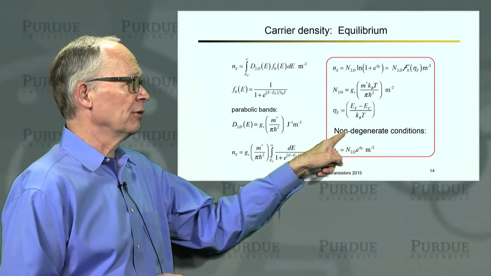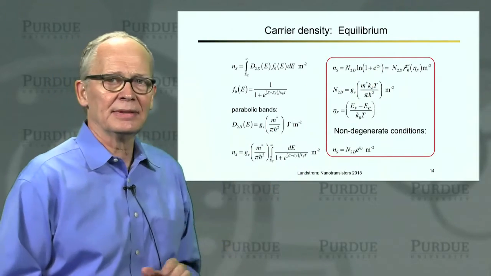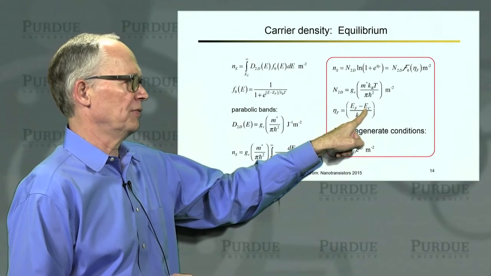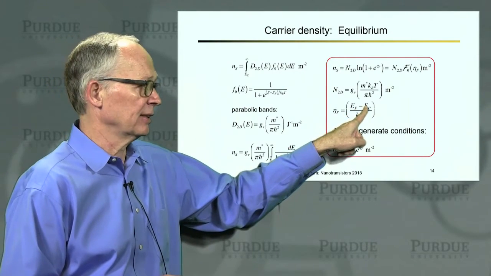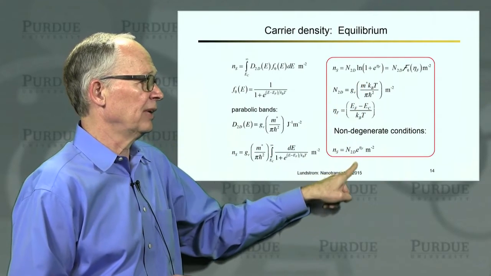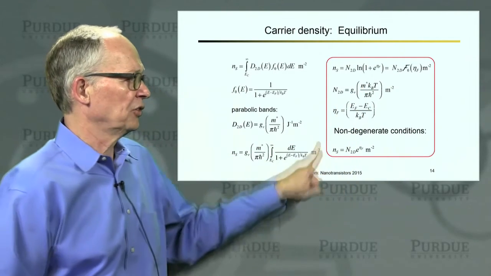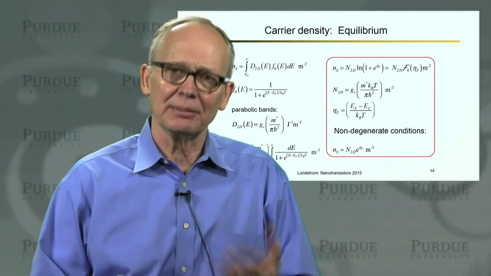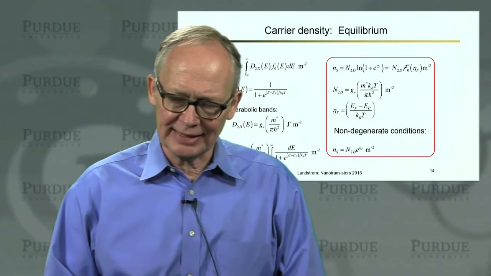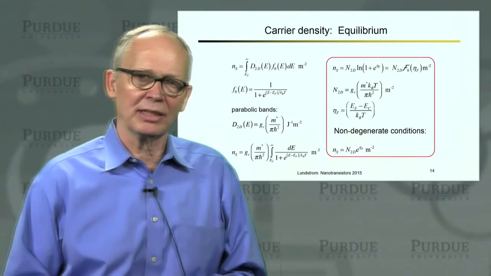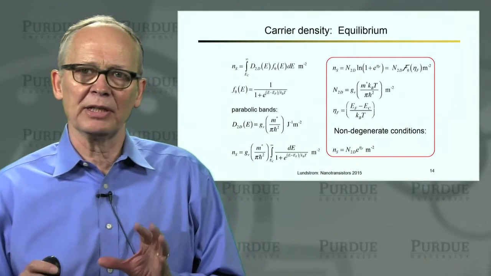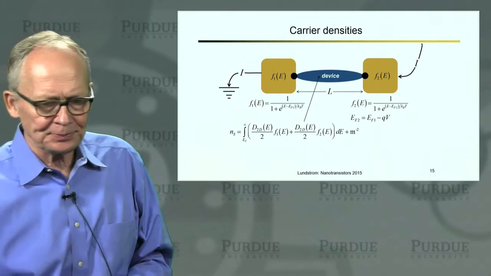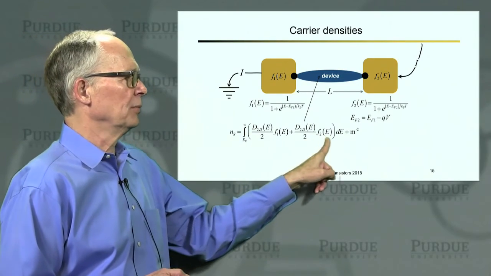Now, in the non-degenerate limit, eta_F is much, much less than 0 because the Fermi level is several kT below the bottom of the conduction band. This logarithm simplifies to an exponent, and we just get effective density of states times exponent. We will use that frequently, just because it makes the math simple, the derivation's easy to do. In practice, it's often important to consider the full Fermi-Dirac case and to use Fermi-Dirac integrals.